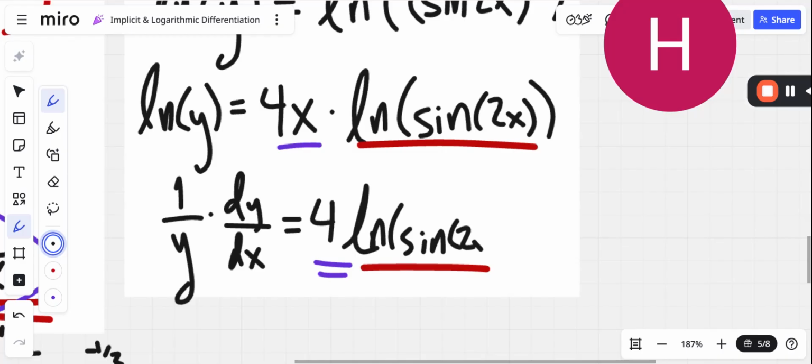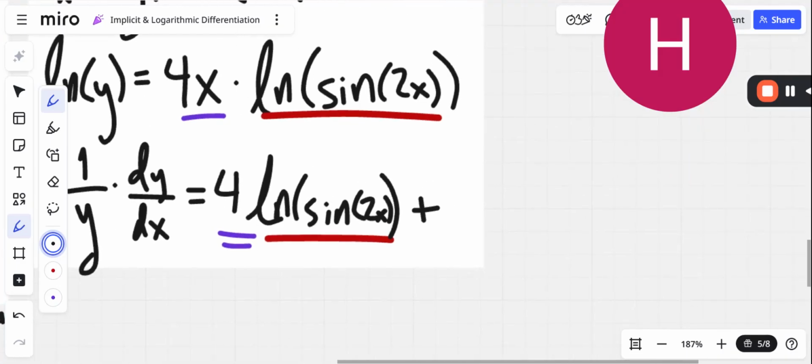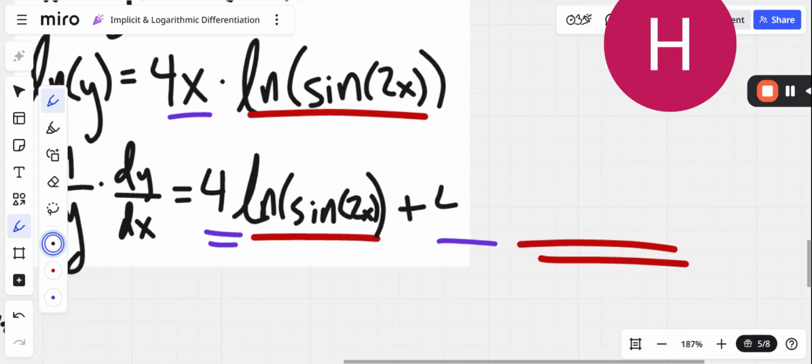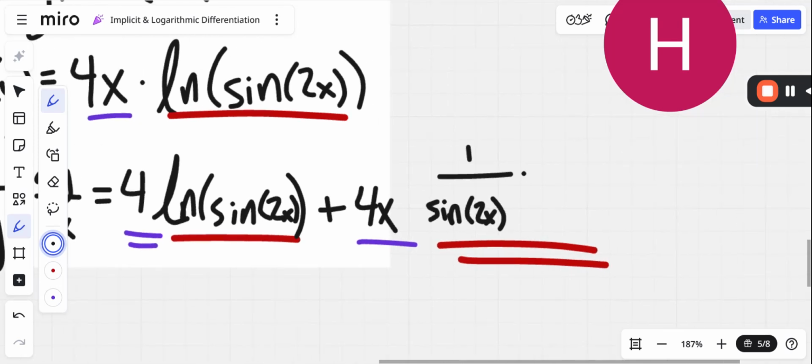Plus, now we're going to leave the first thing alone and multiply it by the derivative of the second thing, which is probably going to be kind of lengthy because we have a couple chain rules in there. 4x stays the same. Now we have 1 over sine of 2x. Then we have to multiply by the derivative of sine of 2x, which is cosine of 2x. Then we have to multiply by the derivative of 2x, which is 2.